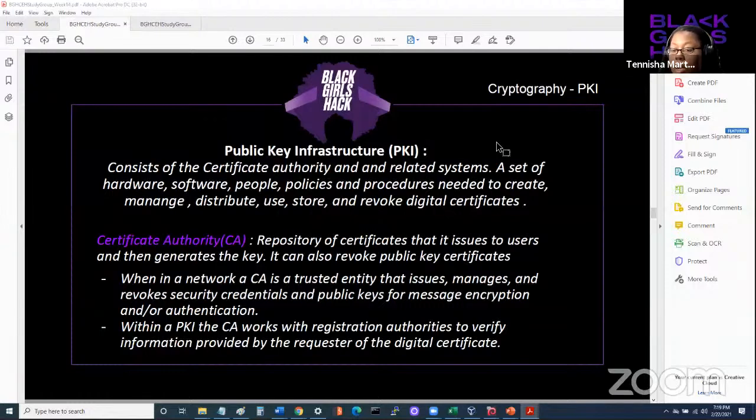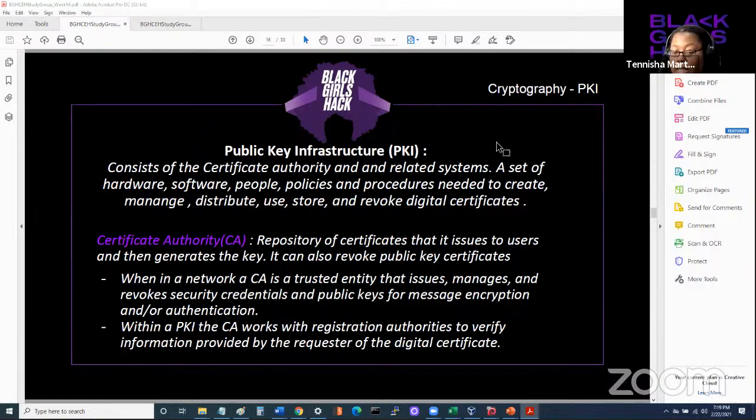So if, for example, a certificate is accessed and it's no longer safe, then they'll revoke it so it can no longer be used for authentication. So in a network, a CA is a trusted entity that issues, manages, and revokes security credentials.